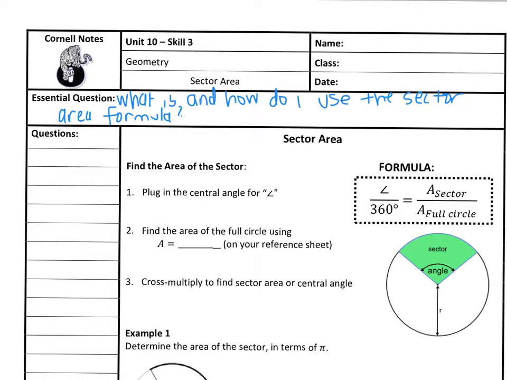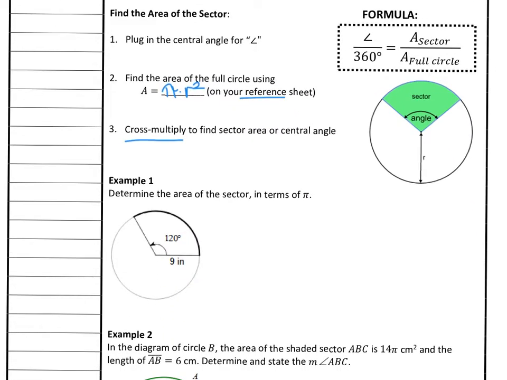Okay, so our steps are going to be to plug in the central angle for the angle, find the area of the full circle. So a refresher on how do you find the area of a circle is just pi r squared. Pi times r squared. This is on your reference sheet. It's also something you should have in your memory from previous courses. And then we'll just do the same as we did before to cross multiply and find the sector area or the central angle.